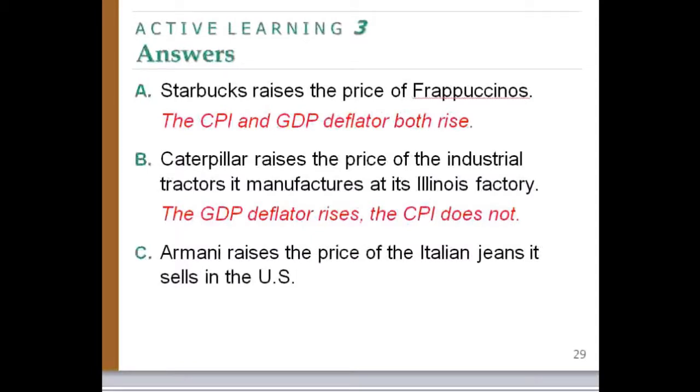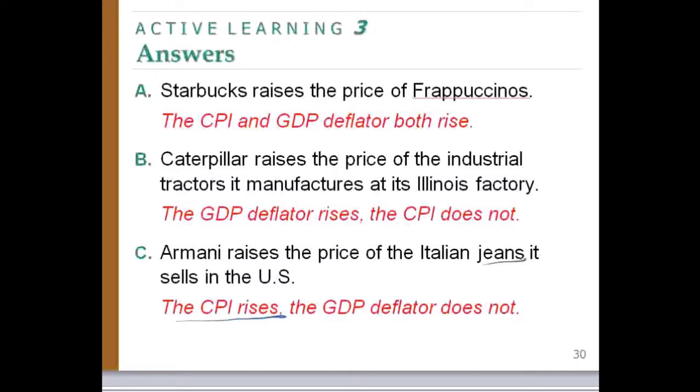For scenario C, Armani raises the price of the Italian jeans that it sells in the USA. It is going to affect the CPI because this is clothing, which is one of the parts of the market basket for CPI. But because it is an import, it is not going to affect GDP. If you can remember, we studied in the previous chapter, imports come out of the GDP measure. It is net exports, exports minus imports, so imports will not be counted here.